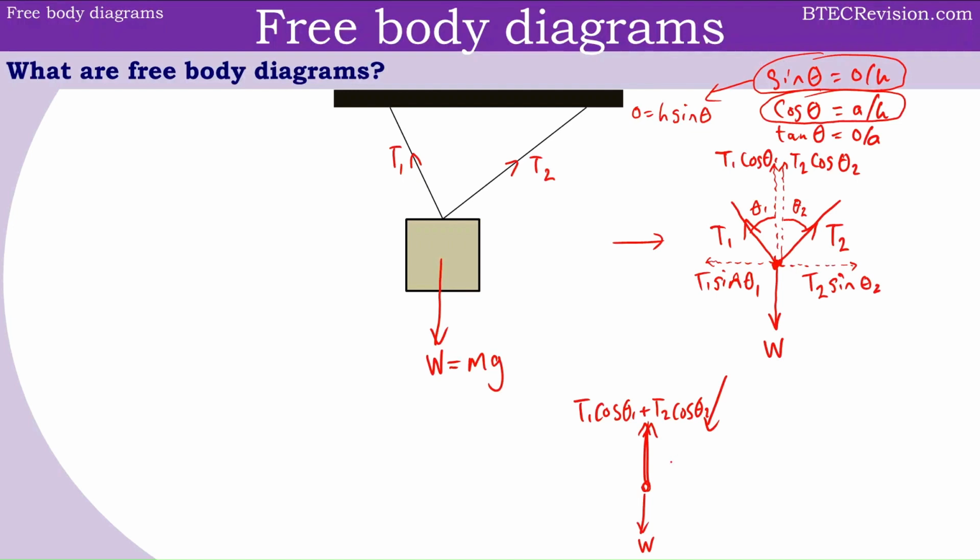And for this to be in equilibrium, these three forces must be equal. So the vertical forces going up must be equal to the vertical forces going down. So we can write this as W is equal to tension 1 cos theta 1 plus tension 2 cos theta 2. And we can say the same for the horizontal components. So we can write that tension 1 sine theta 1, and over here tension 2 sine theta 2 going towards the right.